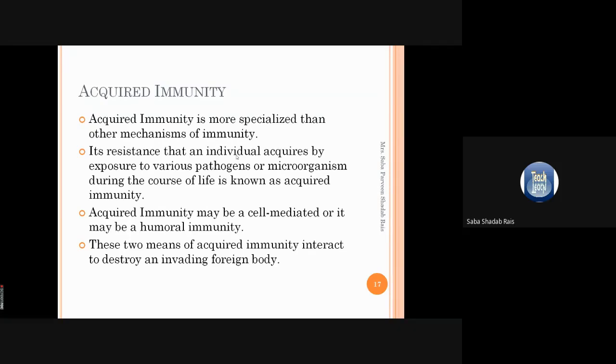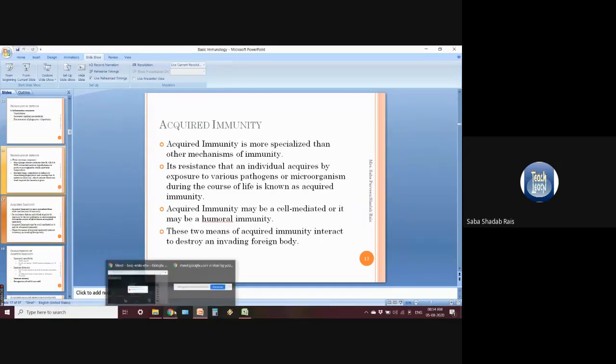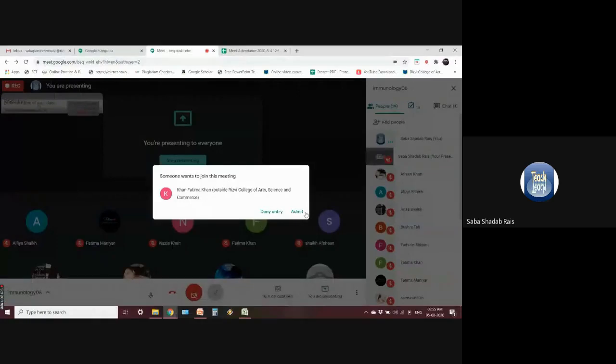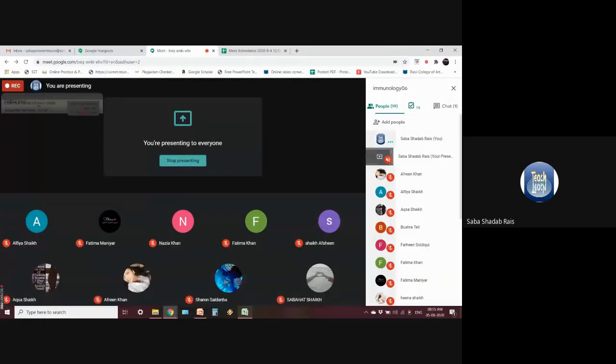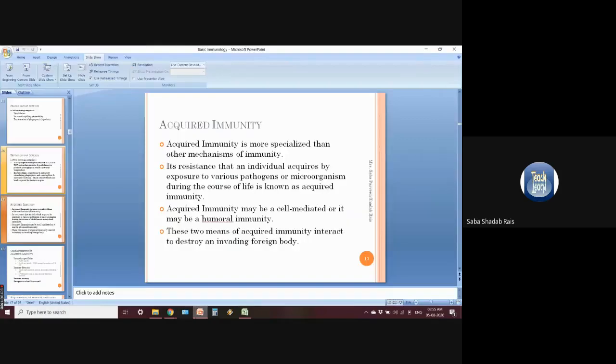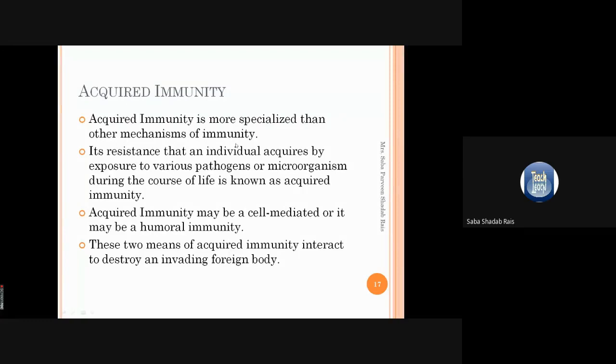So when we talk about acquired immunity, it is simply a resistance that an individual acquires by exposure to various pathogens or microorganisms during the course of life. That means we will have a specialized resistance. Through the exposure, our immunity builds a memory against that particular organism, and throughout our life, we will not get diseased by that particular organism. That is called resistance.